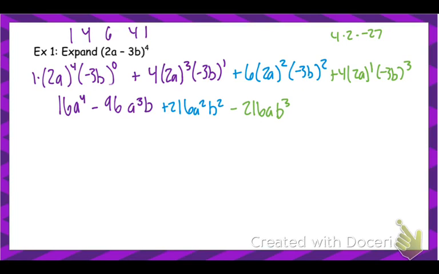So the last coefficient is 1. 2a's exponent is down to 0. And then I'm going to have a negative 3b to the fourth. So negative 3b to the fourth, that's going to be 81b to the fourth. So this is your final expansion. Now again, as you get used to this, this will probably seem a lot faster. It's really kind of up to you if this is a method you want to use.